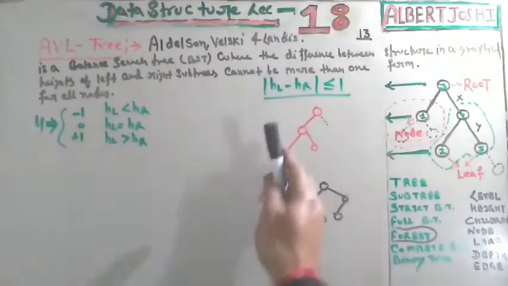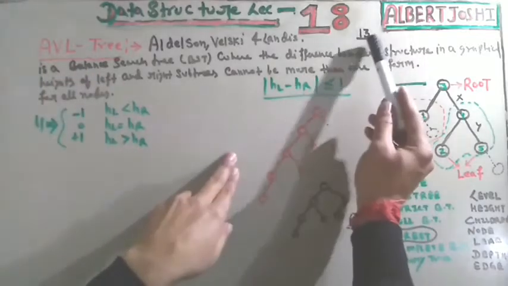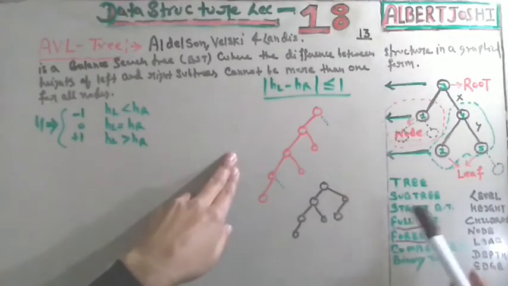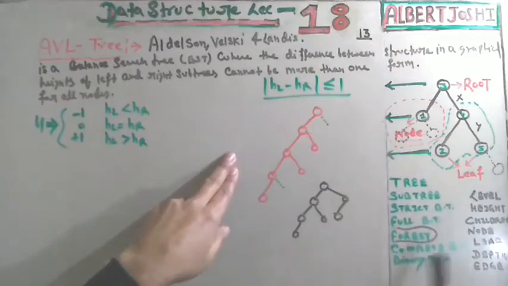This is lecture number 18. Today we are discussing the AVL tree. My suggestion to everyone is that at first you must complete lecture number 13. In lecture number 13 we have discussed the tree, subtree, strict binary tree, full binary tree, forest, complete binary tree, and also the level, height, children, node, leaf, depth and edges.